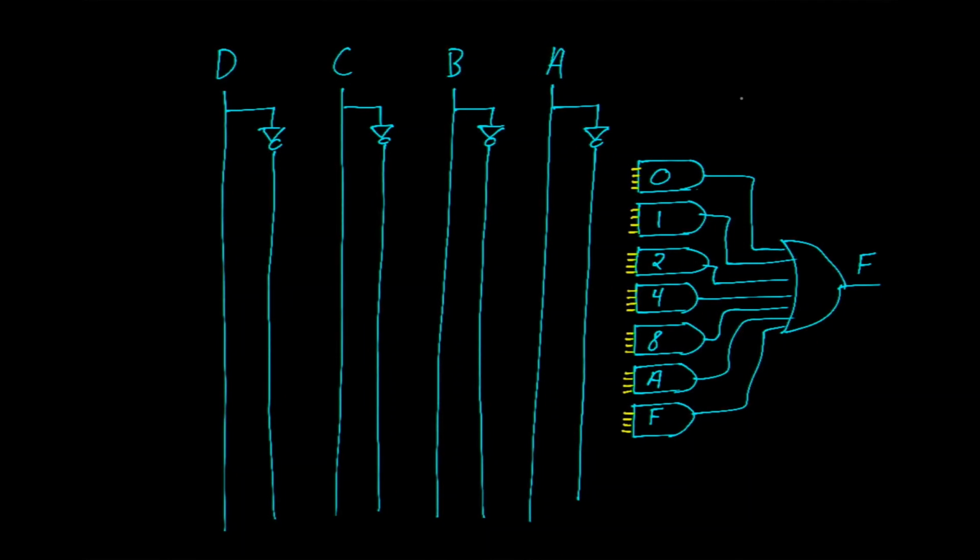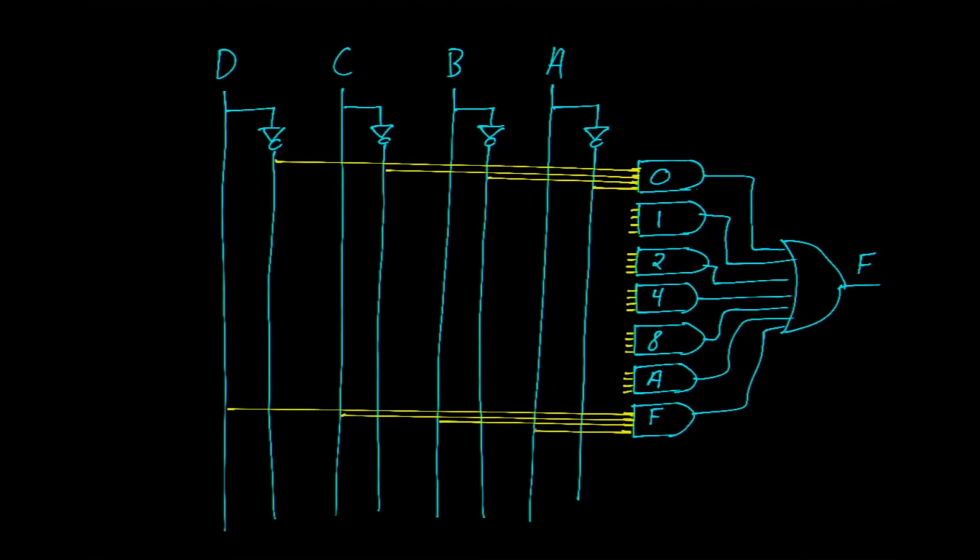Minterm 0 is programmed using D naught, C naught, B naught, and A naught. On the other end, minterm F is D, C, B, and A. I'll do one more example, then leave it to you to do the rest.